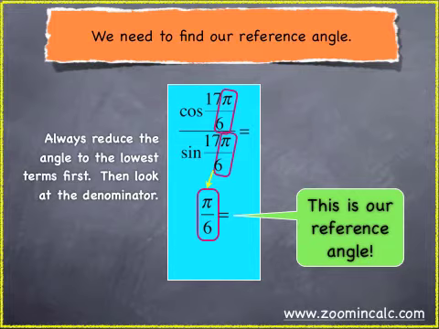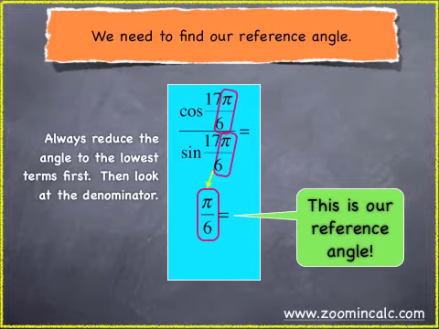Now, how do we get our reference angle? Well, 17 pi over 6, the first thing you want to do is make sure that your angle is reduced to lowest terms. So that's what you really want to do here. And our angle, 17 pi over 6, well, 17 over 6 as a fraction cannot be reduced any further. So we're already reduced to lowest terms.